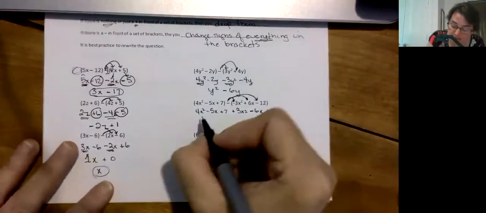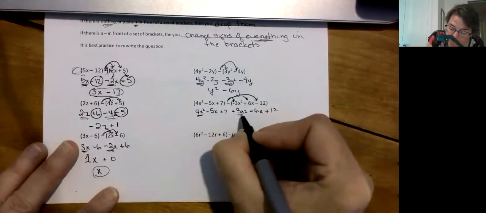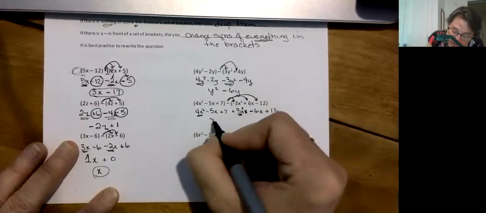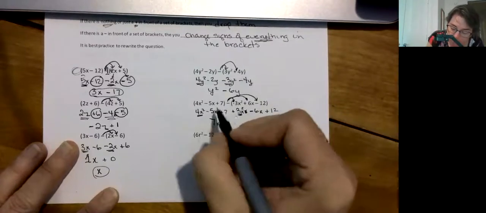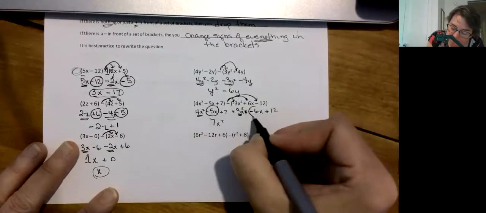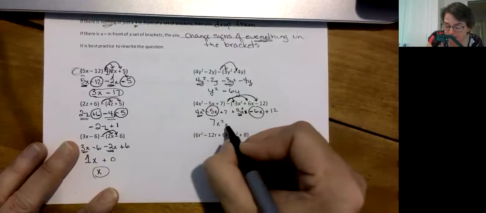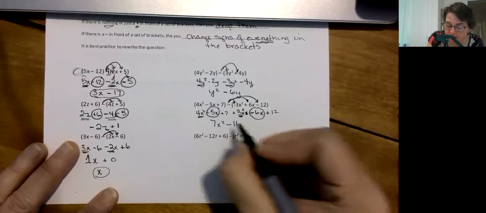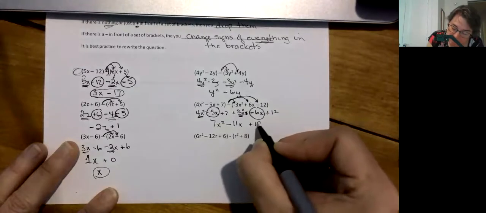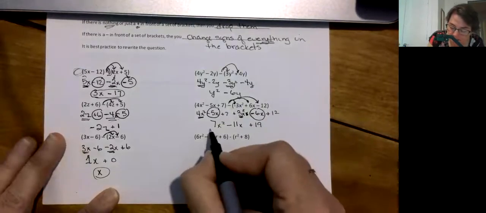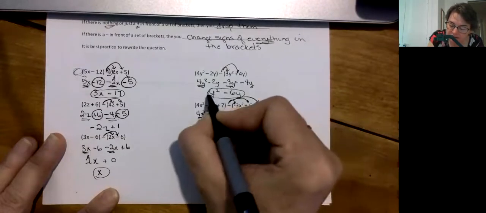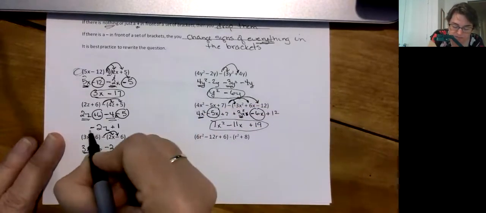Now I just combine my like terms. 4x squared and 3x squared. Oof, I wrote that weird. There we go. 7x squared, minus 5x minus 6x is minus 11x, and plus 7 and plus 12 is plus 19. All right, oops, there's my answer. Make it easy for you guys to see the answers too.